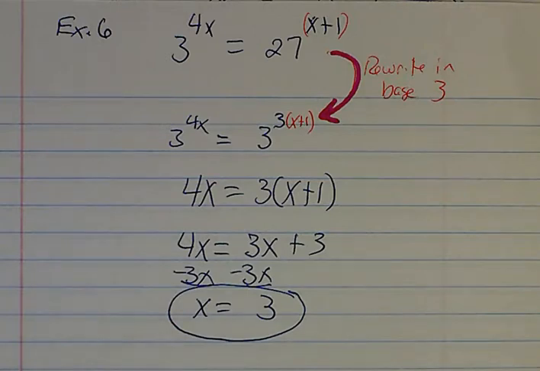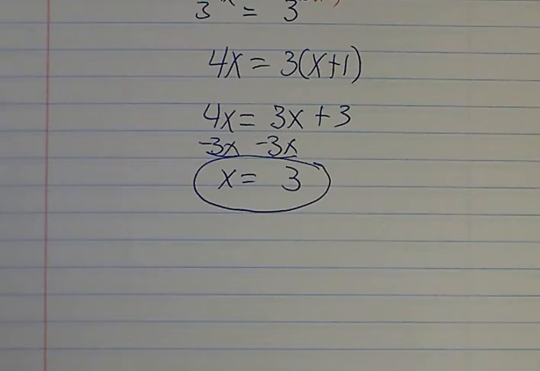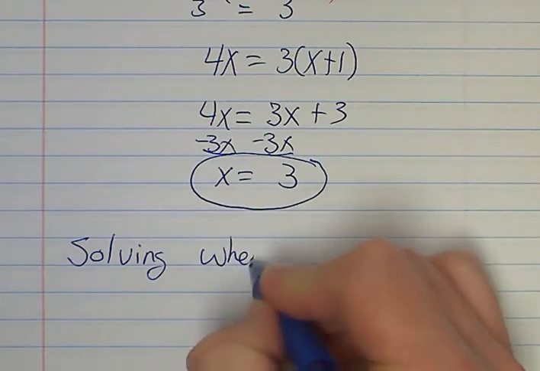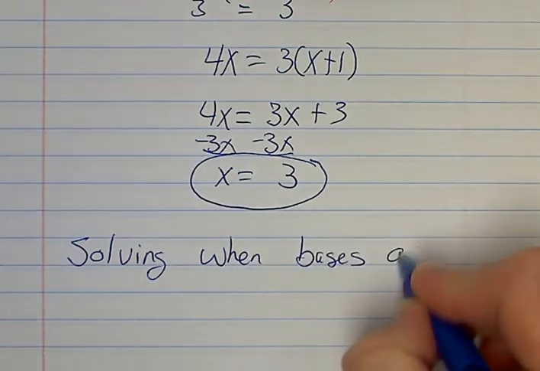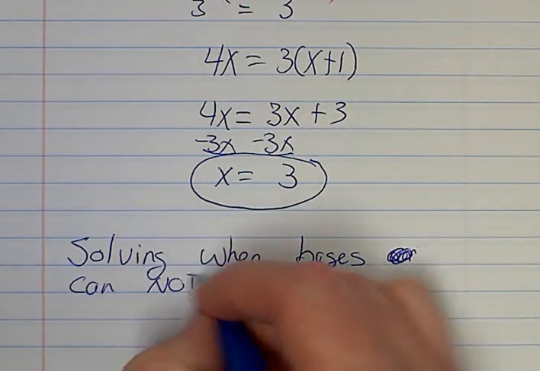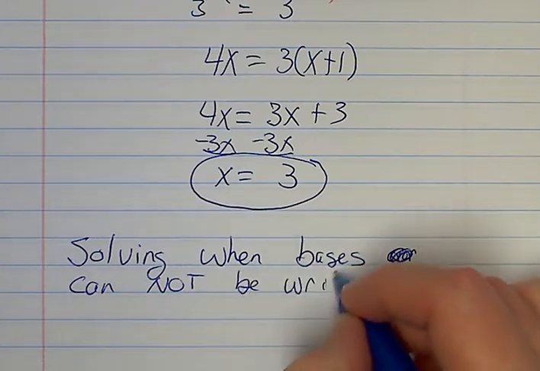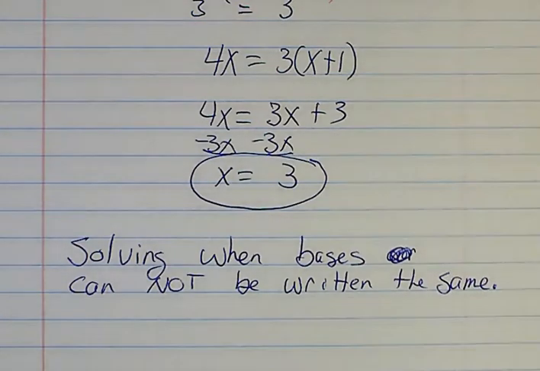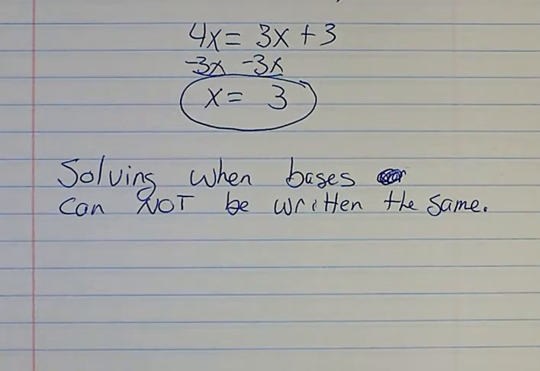Alright, now, here's where we're going to do something a little bit different than the way the book does it. Because the book problems in this part of section 5, I'm going to show you what they tell you to do, and if you're looking through the homework problems, how they would set this up, but I'm going to show you a whole lot faster, quicker, easier way to get the answer. Alright, for this part, this is where you're going to solve when the bases cannot be written the same.